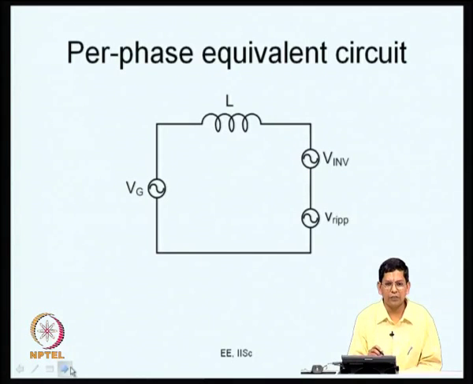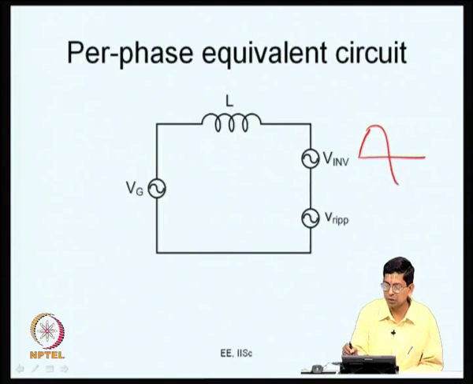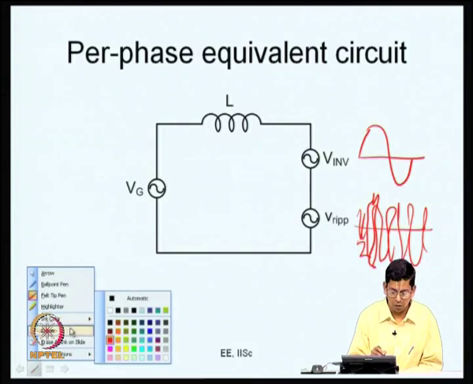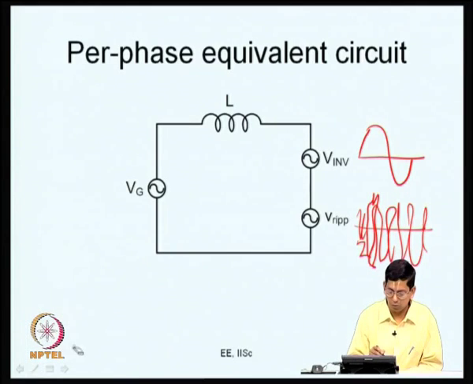Even if you look at 3 phase, the per phase equivalent circuit is something like this. You have the grid voltage, this is the per phase grid voltage, and this is the per phase inductance. If you look at the per phase voltage of the inverter, it can be divided into two. One is the sinusoidal component. The other one is a ripple component. You have ripple voltage on this. I am not drawing it very neatly, but you have some voltage like this. Basically they are stepped waveforms, so please ignore the inaccuracies in the waveform.